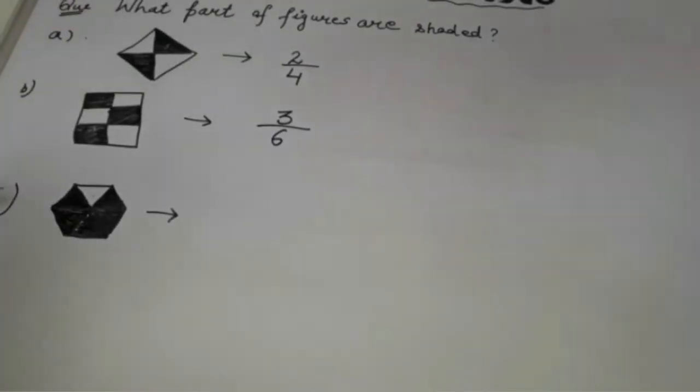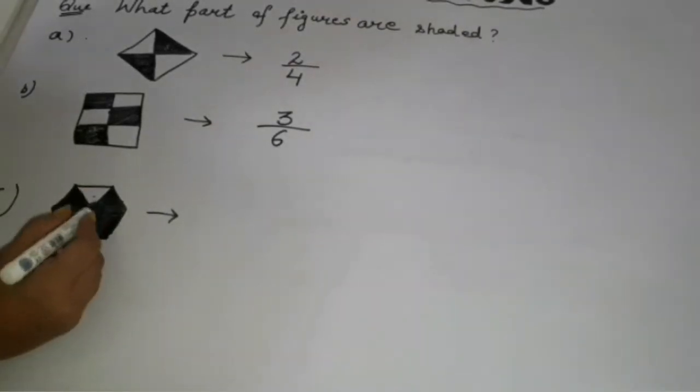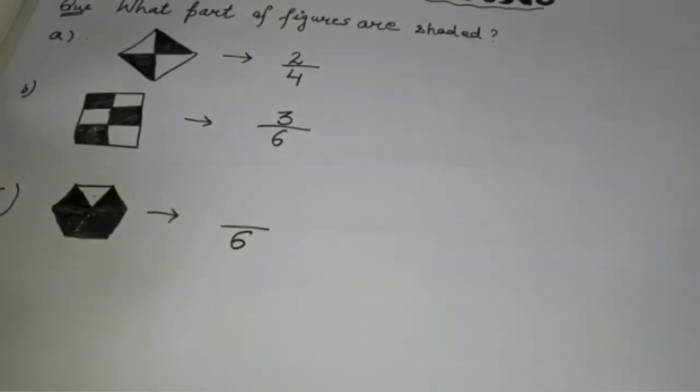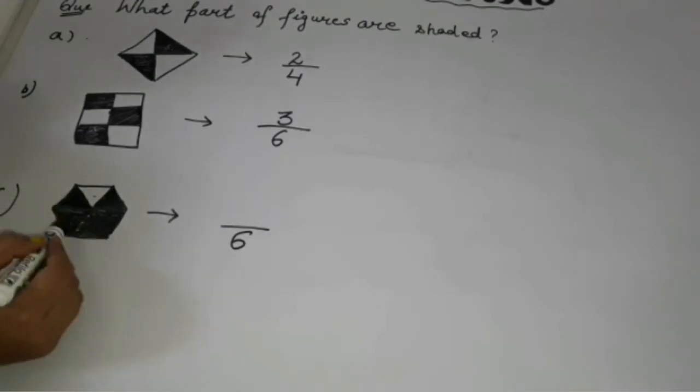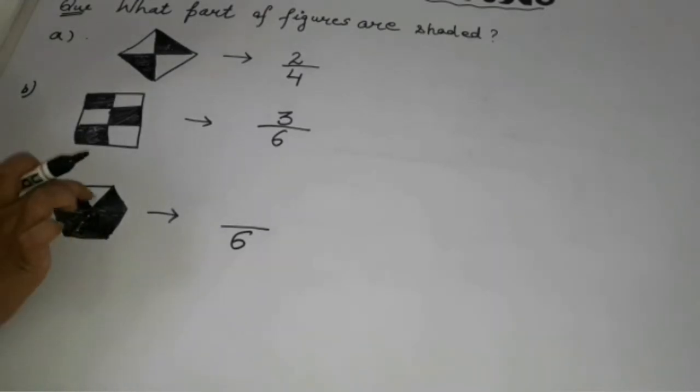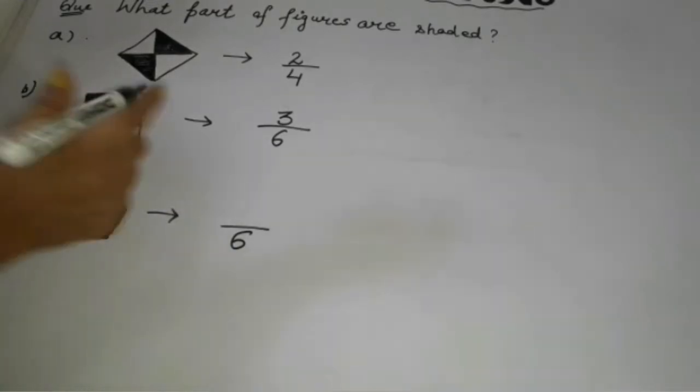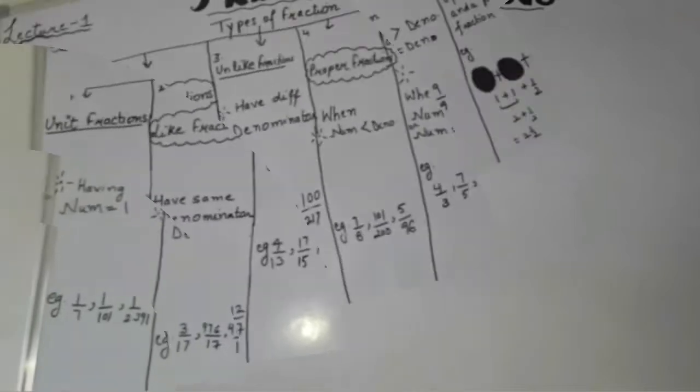Now again in this part, what is the total number of the parts? 1, 2, 3, 4, 5 and 6. So I will write 6 in the denominator. And number of the shaded portions are there 1, 2, 3, 4, 5. As you can see, only one part is unshaded. So 6 minus 1, 5 is the shaded portion, and the fraction becomes 5 by 6.